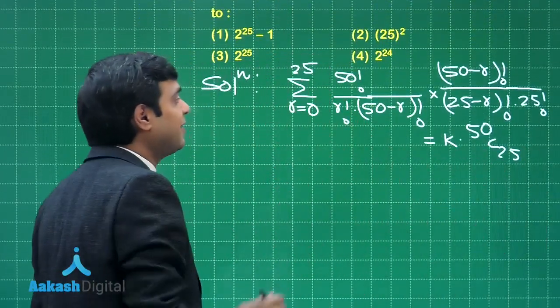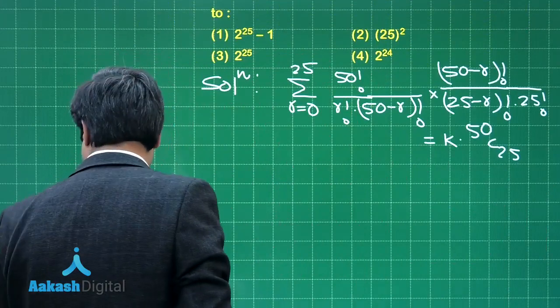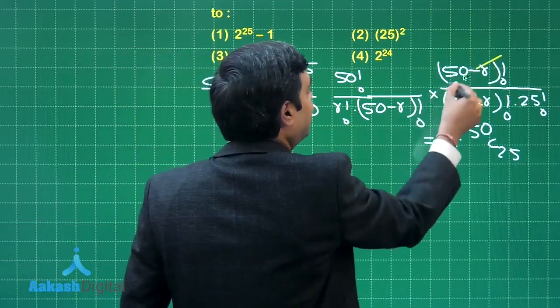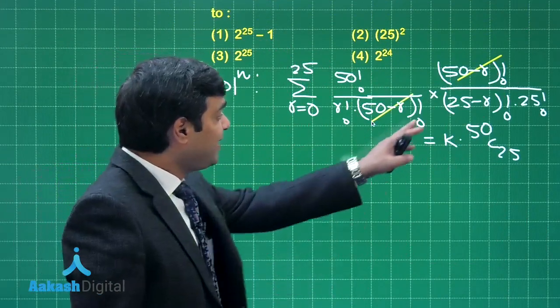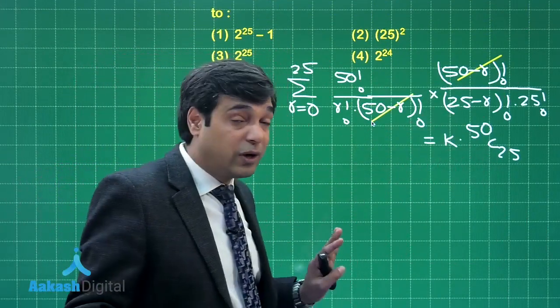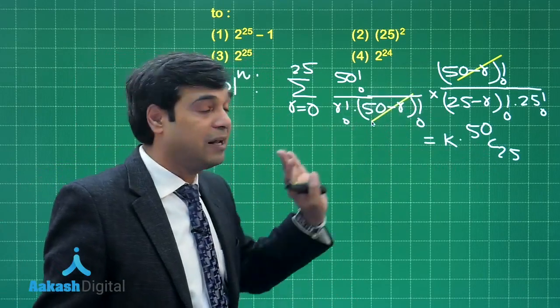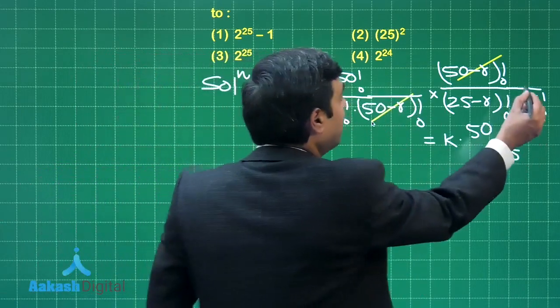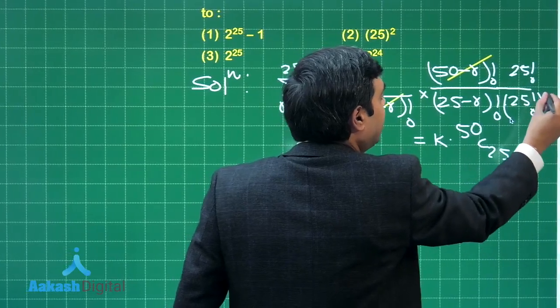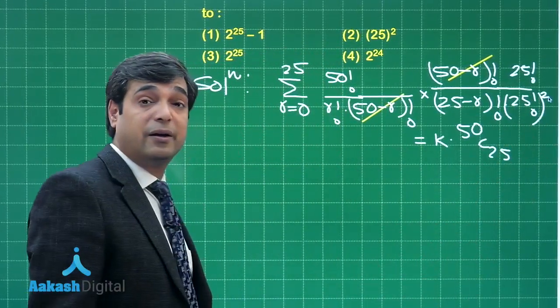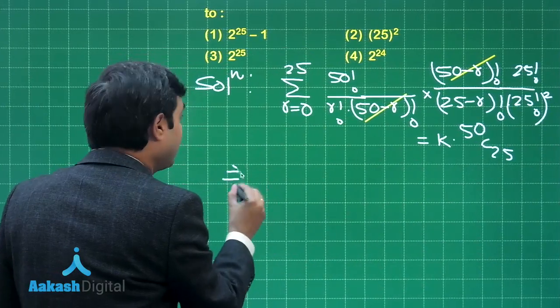Now, when you look at this term, you can see some terms are cancelling, like 50 minus R factorial is cancelled. Now, 50 C 25 is required. So, what I can do? Let's multiply and divide by 25 factorial here. So, when you multiply with 25 factorial here and here, it becomes whole square. Correct. So, let's write down the result again.